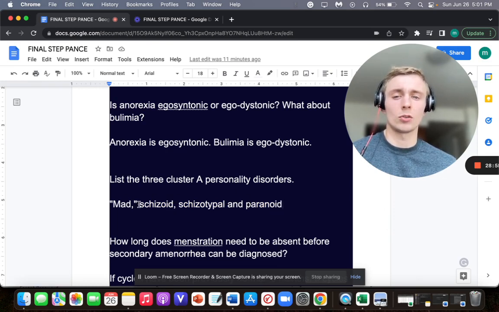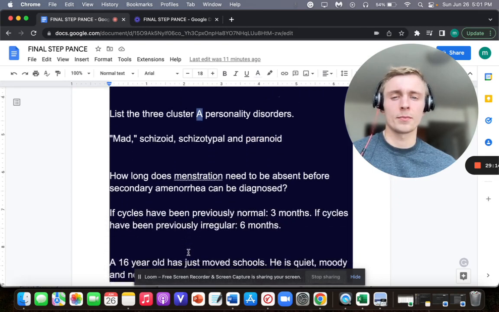So classically schizoid, you think avoid. So they avoid people, and they're very to themselves. Schizotypal characteristically has that magical quote-unquote thinking. So schizotypal has the magical thinking. And paranoid is just extremely paranoid. So those are cluster A.